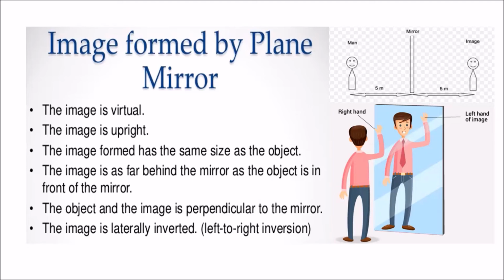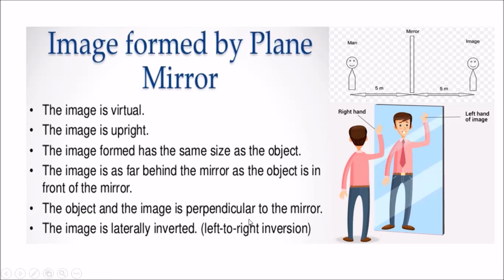The first property is that the image formed by a plane mirror is virtual. The image formed is upright. So if it's a virtual image, it's going to be upright. It's an erect image. The image formed has the same size as that of the object. If the object is moving back, the image will also move back. So the image is as far behind as the object. The distance between the object and the mirror is the same as the distance between the image and the mirror, but inside the mirror. You can see here, the man is 5 meters away from the mirror, and the image of this man is also 5 meters away, but inside the mirror.